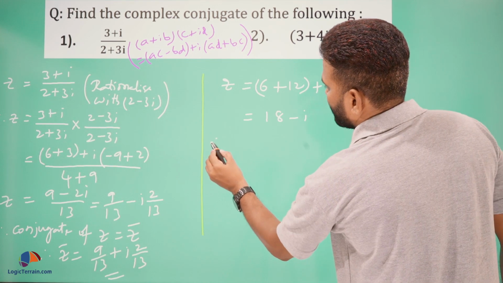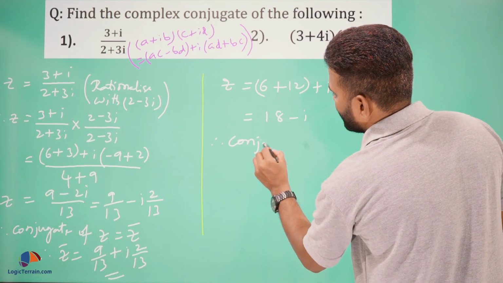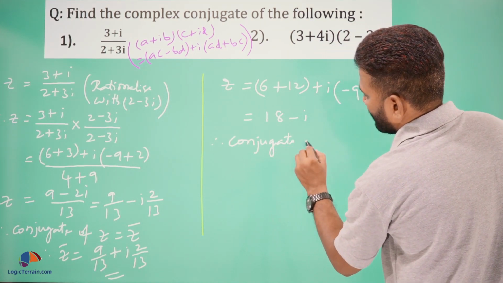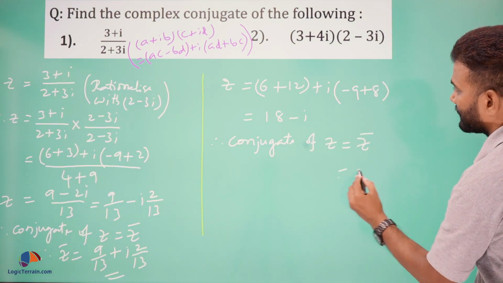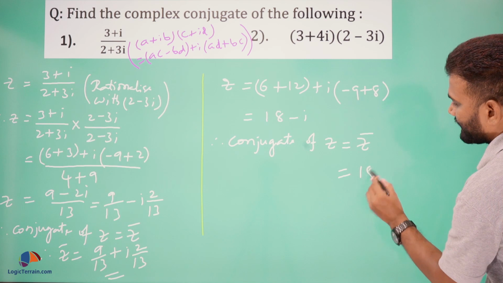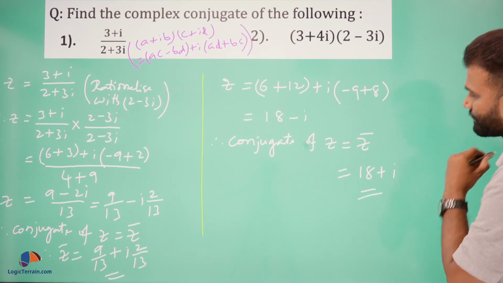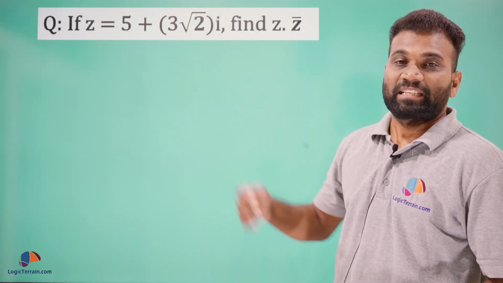This is Z. Therefore the conjugate of Z is equal to Z bar, that is 18 plus I. Clear? It is our next question.